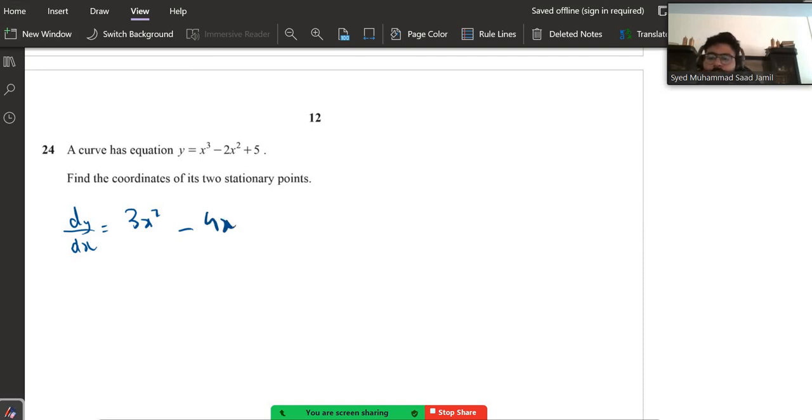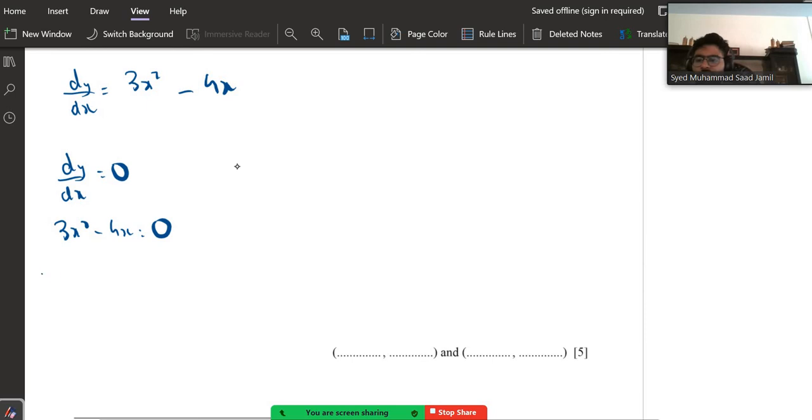Now always remember, at stationary point gradient is always 0. At stationary point gradient is 0. So dy over dx is equal to 0 at this point. So that means 3x squared minus 4x is equal to 0. So you will get the two values of x. Take x as common, it becomes x times 3x minus 4 is equal to 0. x is equal to 0, and the other value of x is equal to 4 upon 3.